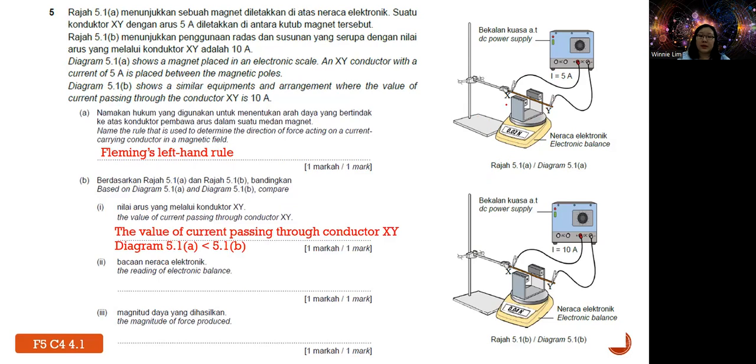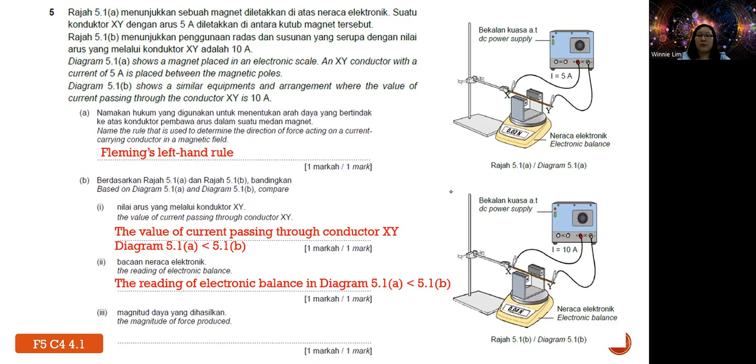Okay, then the reading of the balance, they also show over here 0.02 and 0.04. So when you are comparing, you are not stating the value, you just mention which one is higher or lower. So the reading of the electronic balance in 5.1a is less than 5.1b. Okay, and I always tell students, make sure you really write the full terms. You don't just write 5.1a more than or less than 5.1b like that, that is not enough. You give full terms.